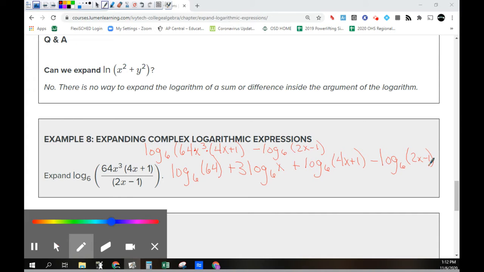So that's all using the product rule, the quotient rule, and the exponent, or the power rule in that situation. So this 3, I did this in one step here. I knew that I was going to split that as log base 6 of x cubed, and that 3 was going to drop in front.